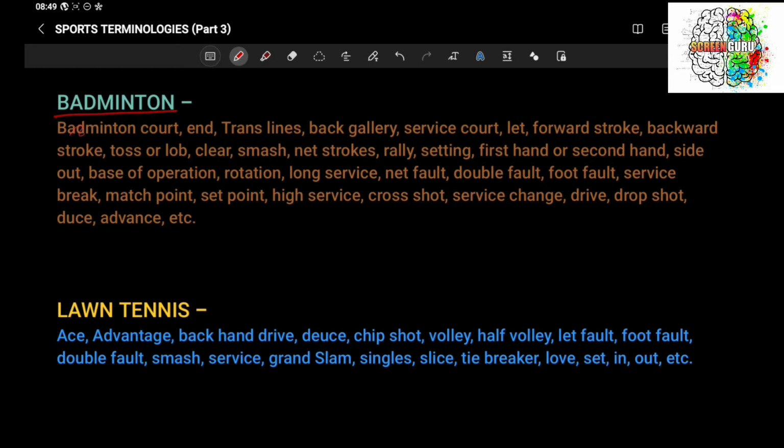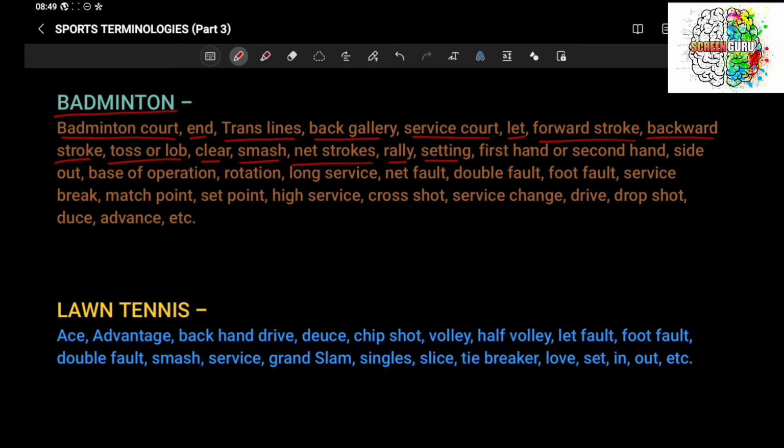The first is of course badminton court, then we have end line, France lines, back gallery. Now these are the specific parts of the badminton court. Then we have service court, again the same. Let, forward stroke. Now these are types of strokes. Backward stroke, toss or lob, clear, smash, net strokes, rally. Now these are all the different types of strokes which are played in badminton.